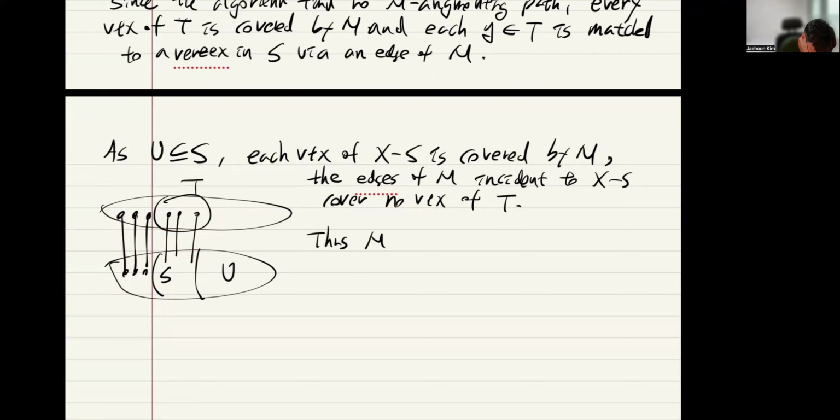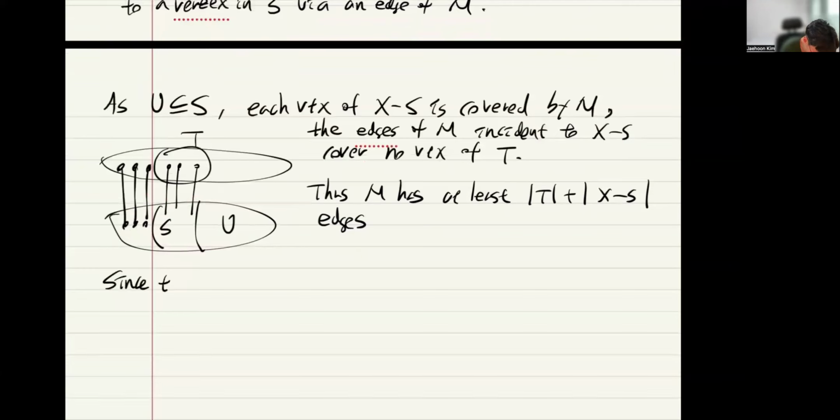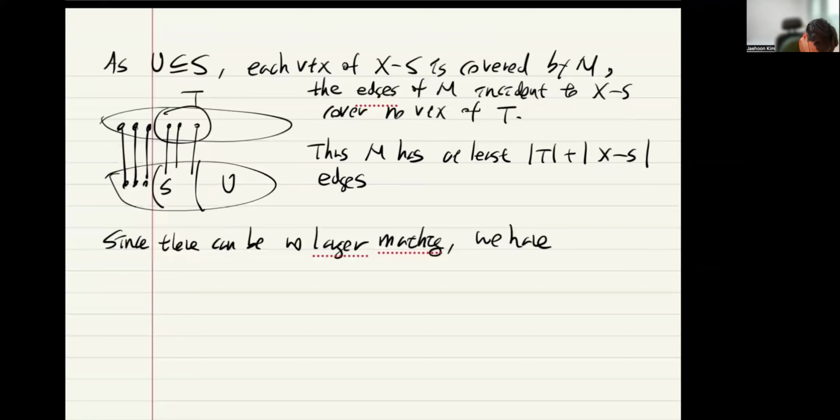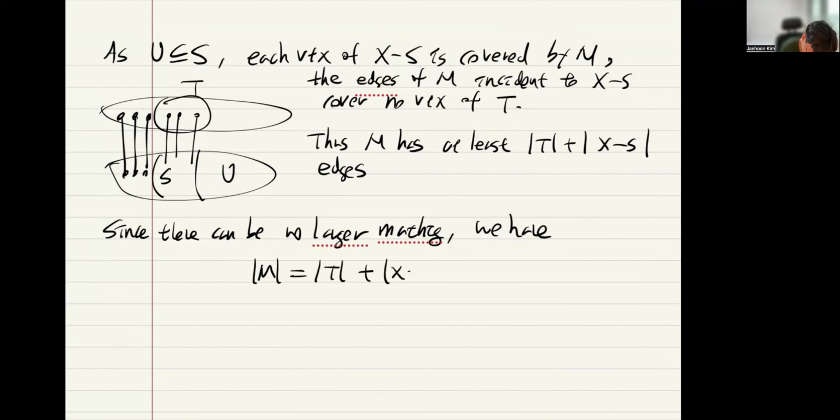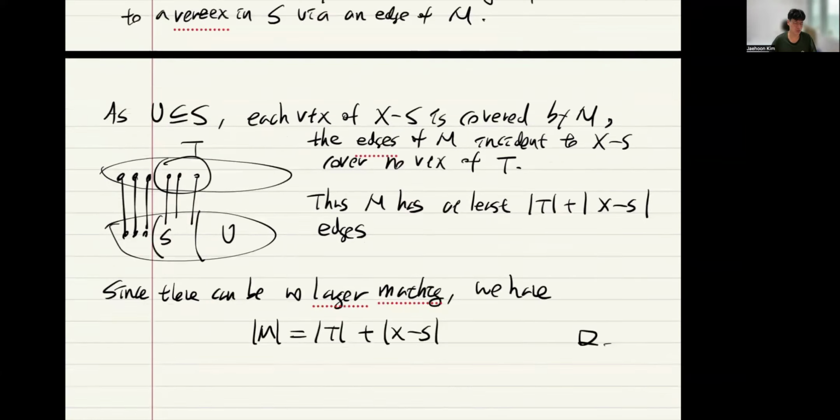So thus M has at least size of T plus size of x minus s at T. But these are all matched by M, and these are all matched by M, and those edges are all disjoint. But what do you know? Since there cannot be a larger matching than the size of a vertex cover, we have that this M has exactly this size, and that proves the theorem.